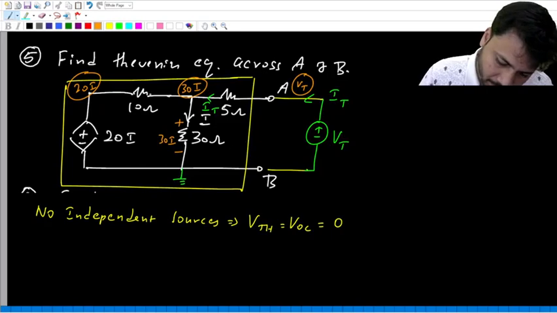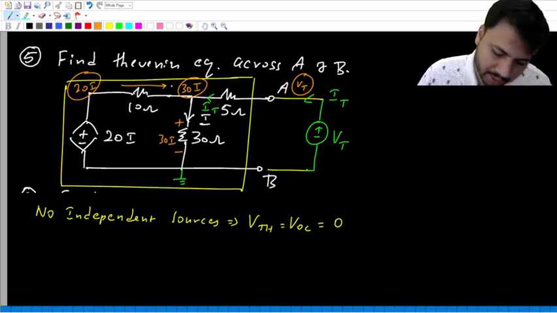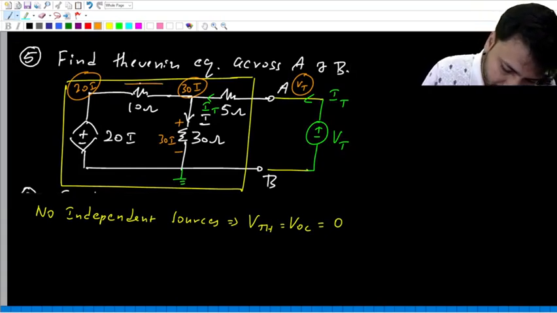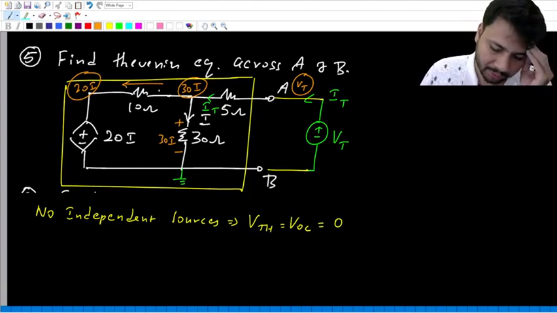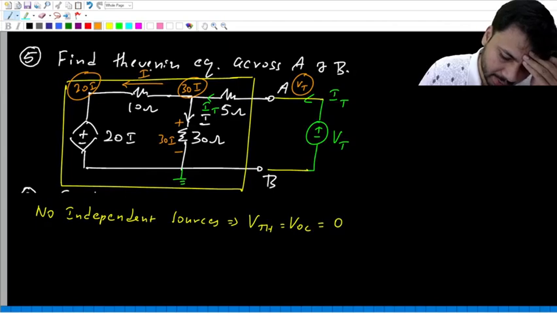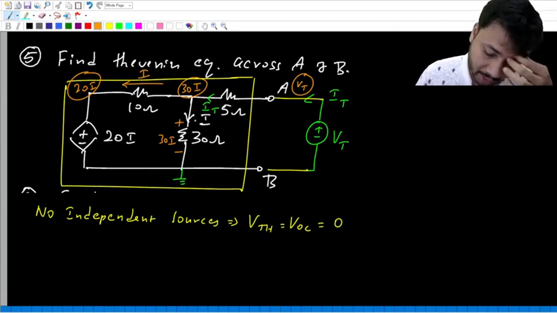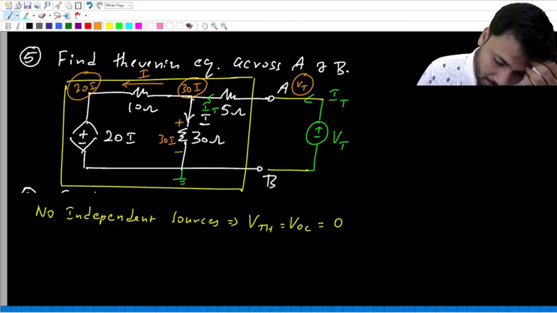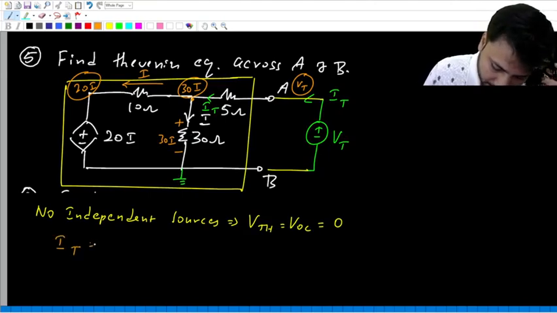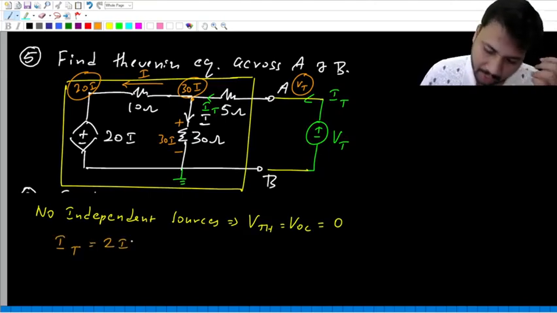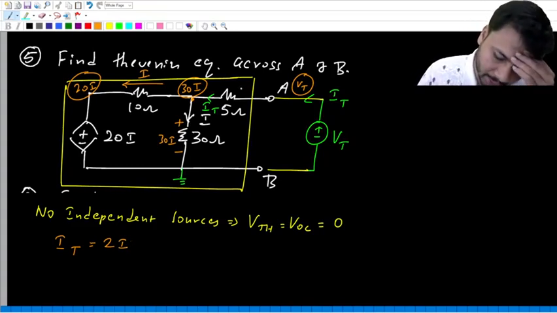Now, what is this current? Or let me change the direction. What is this current? 30I minus 20I, which is 10I by 10. 10I by 10 is I. Okay. So now if you look at this particular point, IT is entering. I and I both are leaving. So IT is equal to 2I.